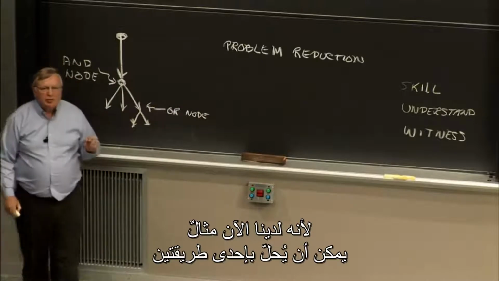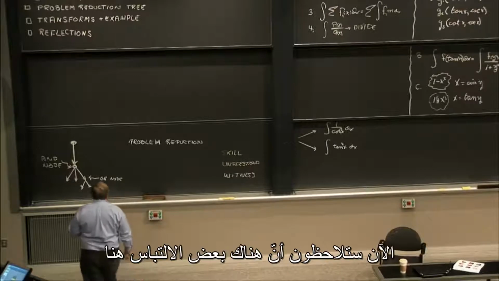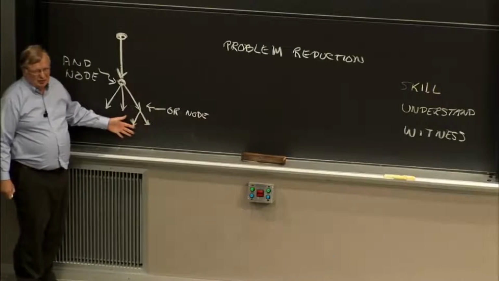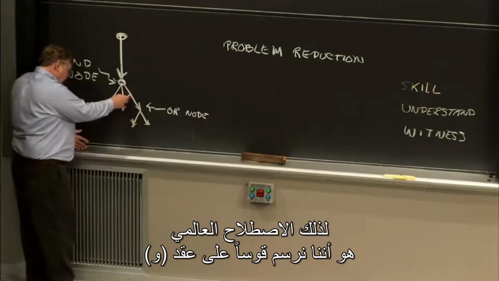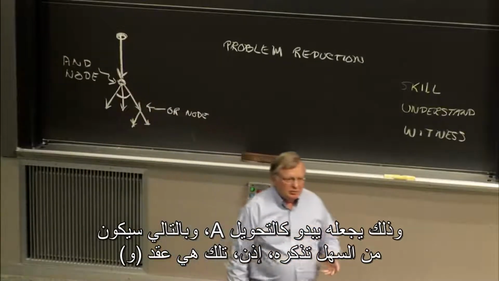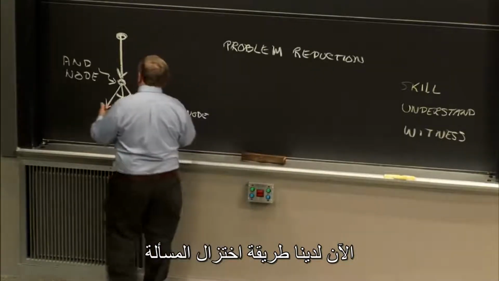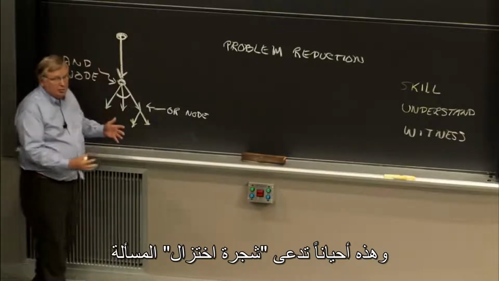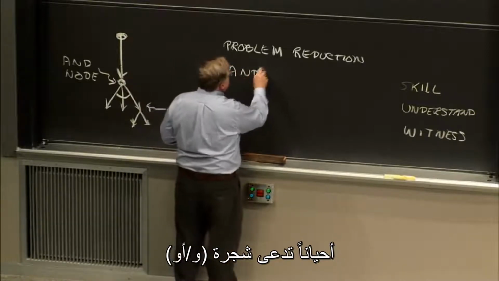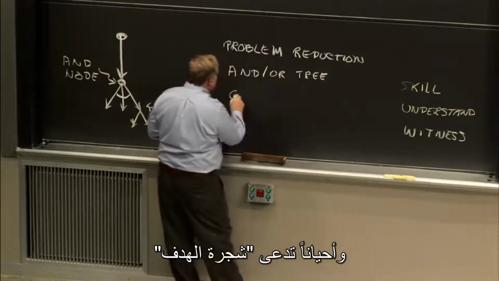Because now we have an example of something that can be solved one of two different ways. We don't care which one it is. Now you'll notice that there's already some confusion here, because how can you tell the difference between an AND node and an OR node? So the universal convention is you draw an arc over the AND nodes. And that makes it look like an A, so it's easy to remember. So those are AND nodes. And now we have the method of problem reduction. And this is sometimes called a problem reduction tree. Sometimes it's called an and/or tree. And sometimes it's called the goal tree.